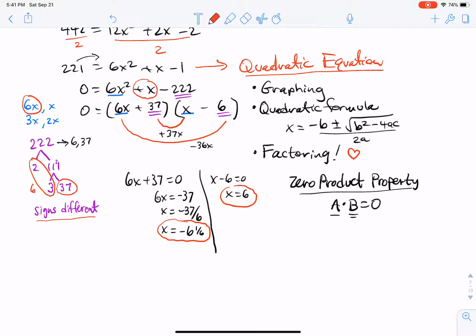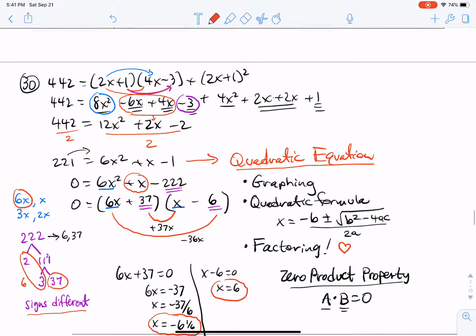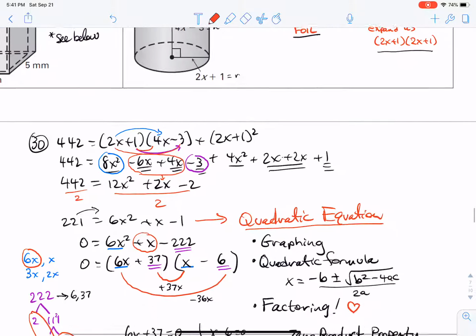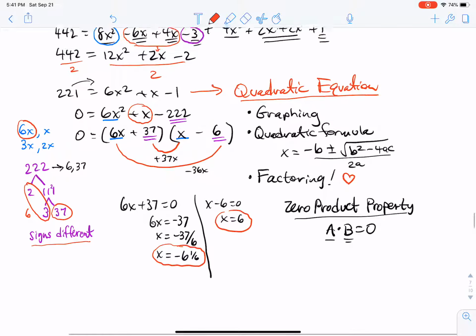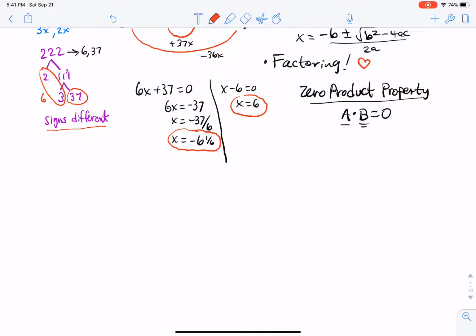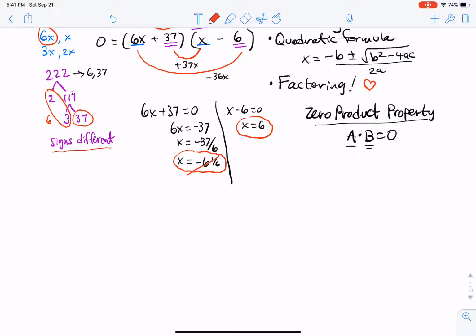So the algebra part of this is done, but then we have to go back to the fact this is actually a geometric question. On this geometric question, we're talking about lengths of things, and these lengths have to be positive. If I take this negative 6 and 1/6 and put it in here for this radius, it's going to make the whole thing negative, which doesn't make any sense, so we're just going to get rid of that one. This answer here, even though we did all of the math correctly, doesn't work in the original problem, and we call that answer extraneous, which means that 6 is our only possible choice.